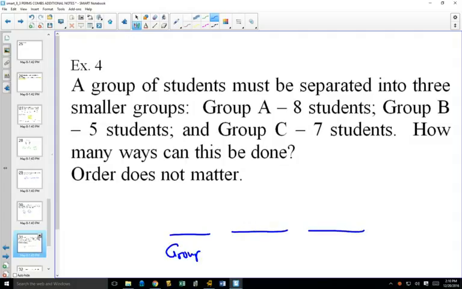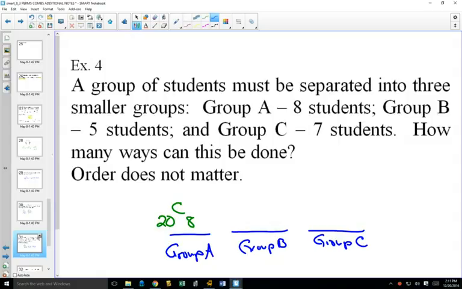decision 1 is who's going to be in Group A. Decision 2, who's going to be in Group B, and decision 3, who's going to be in Group C. How many choices do we have for Group A? 20 choose 8, because anybody could be in Group A. And 20 choose 8 makes all the possible groups of 8 that you could have without the order mattering.